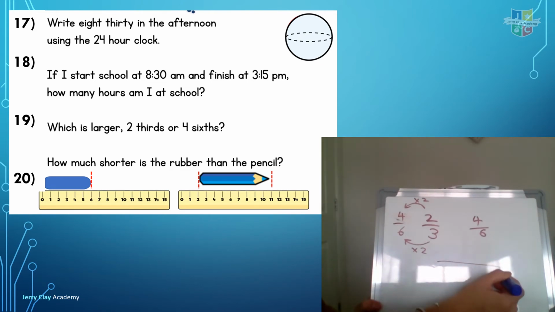Because if you were to draw it, if I drew 2/3 and I drew 6, I can see that if I shaded 2/3, it would be the same as 4/6.